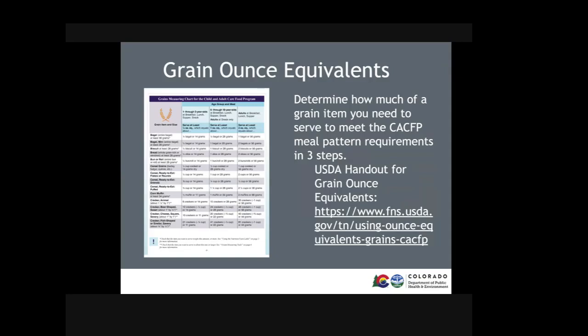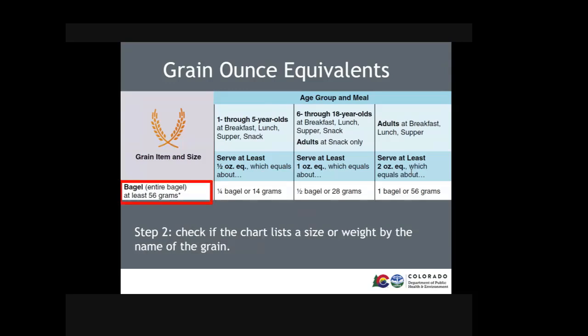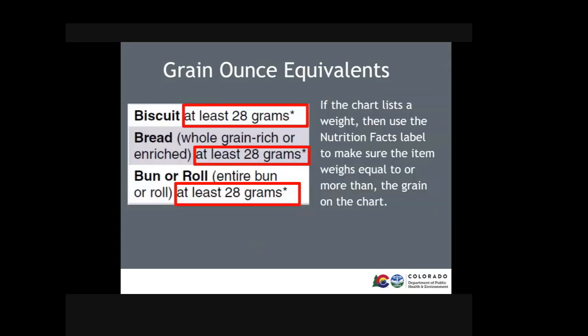To use this chart, you will need to follow a 3-step process. First, find the grain you want to serve under the grain item and size column. Next, check if the chart lists a size or weight by the name of the grain. If the chart lists a weight, then use the nutrition facts label to ensure the items you want to serve weigh equal to or more than the grain on the chart.